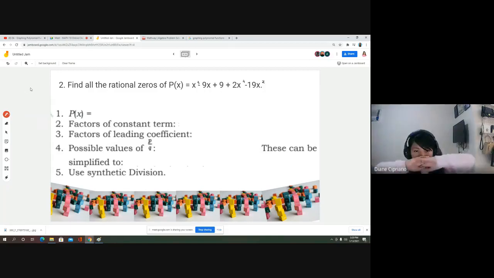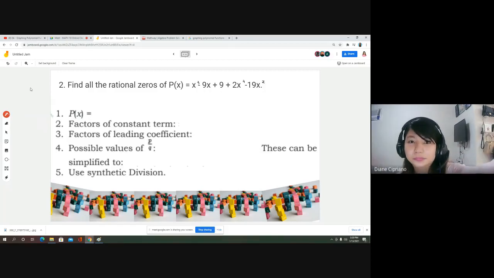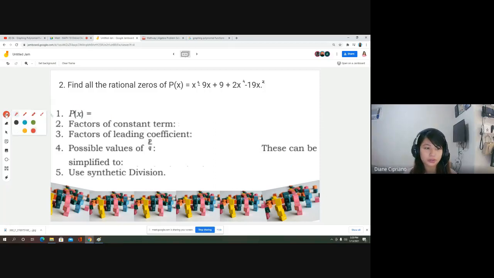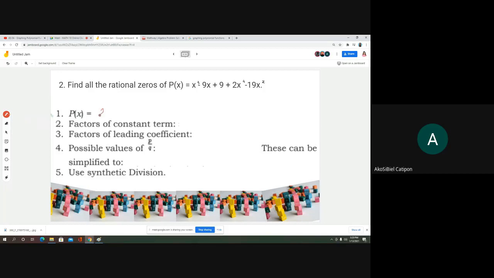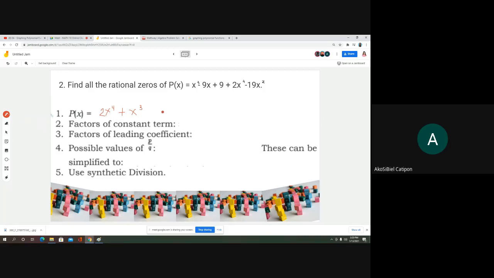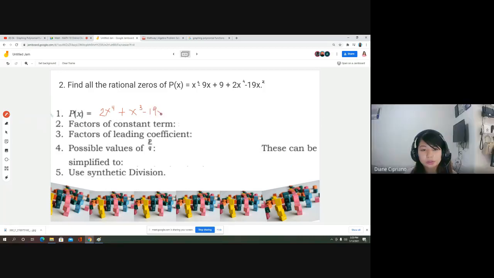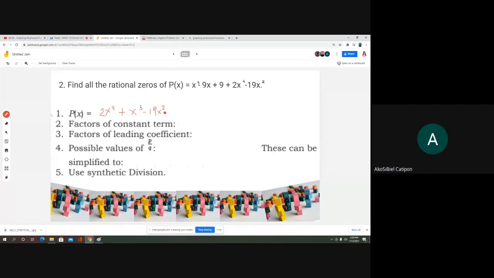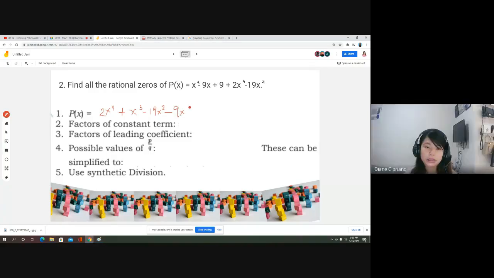Nakalimutan na? Paano mag-standard form ng equation? Or hindi pa naman? Nahihiya lang sumagot? Okay, Biel. Standard form of this equation. Ano po? 2x raised to 4 plus x cube minus 19x squared minus 9x plus 9. Meron po bang tututol sa sagot ni Biel? Meron po bang violent reaction? Wala. So, since wala naman and it is correct, very good, Biel.